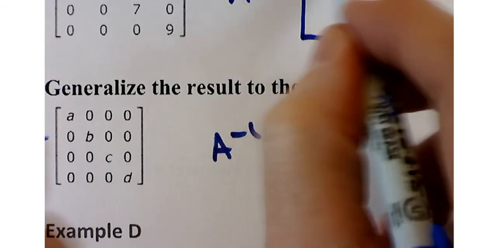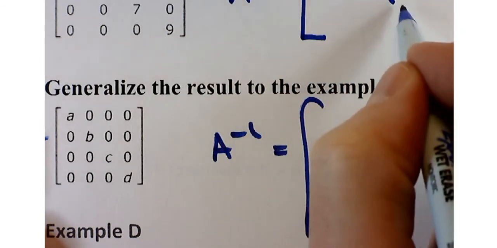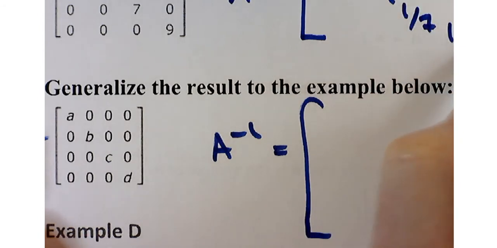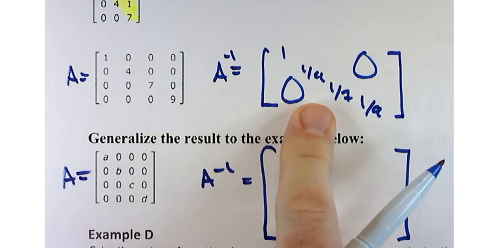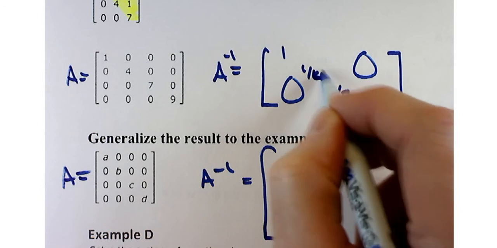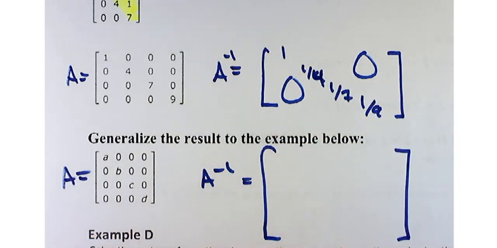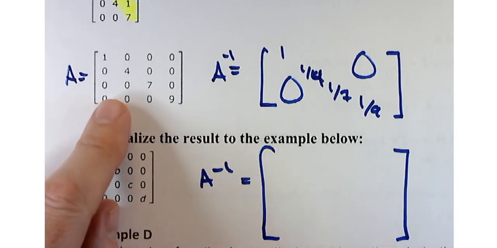This is A inverse: 1, 1/4, 1/7, and 1/9. And then zeros everywhere else. I'm not going to take the time to write in 16 zeros or 12 zeros. Can you see the trick in getting from here to here? That's a 4. What's the trick? What kind of fraction?